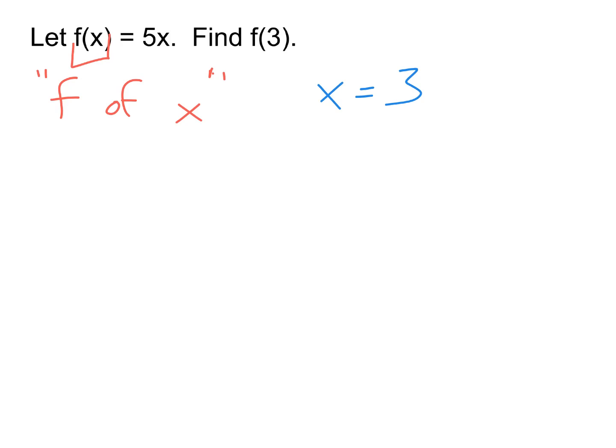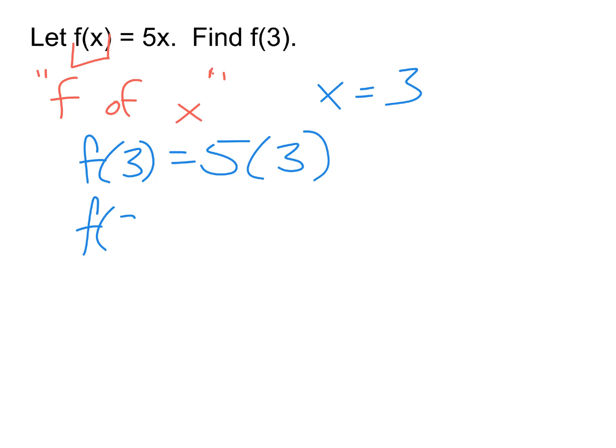So let's actually figure that out then. So first thing I do is I actually write f of 3 equals, and then we go 5, and 5x means 5 times x. In this case, that means 5 times 3. I put it in parentheses to show that. So again, the math isn't the hard part here, right? It's the notation, because 5 times 3 gives us what? 15.